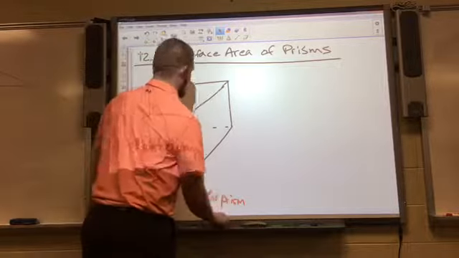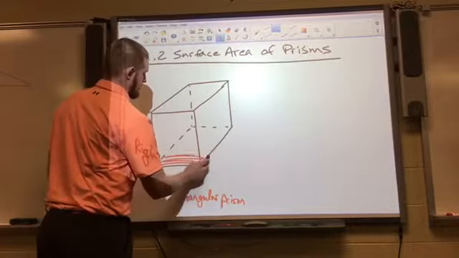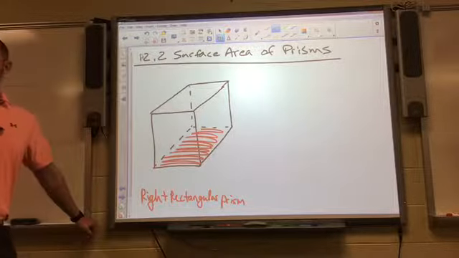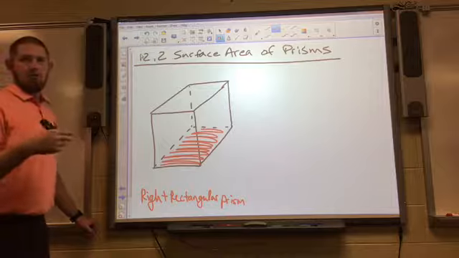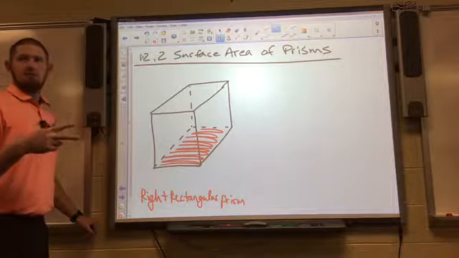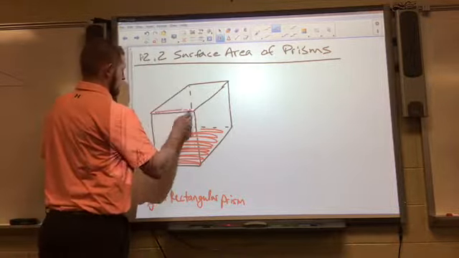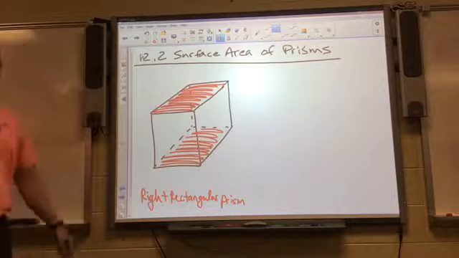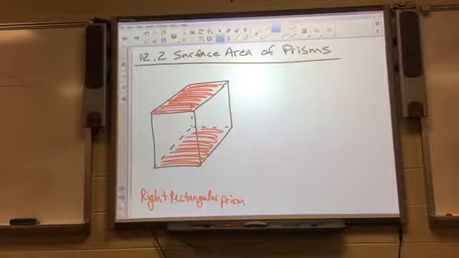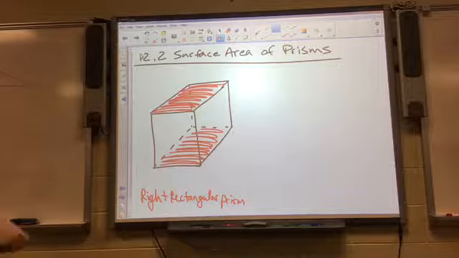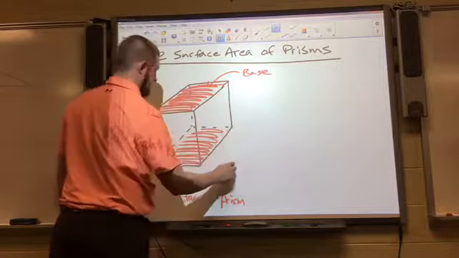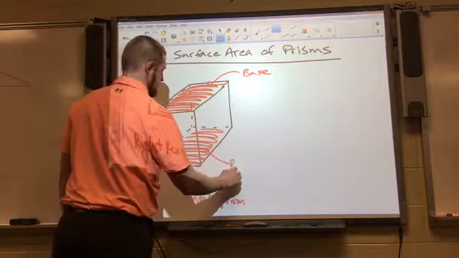Now, there are multiple things that you could consider your bases here. Most of us would probably say that's our base, right? Because that's what it's sitting on. But there has to be two of them, because it's made up of two congruent bases. So your other base would be right there. Each prism has two bases, one on top, one on bottom. So this would be a base. This would be a base.